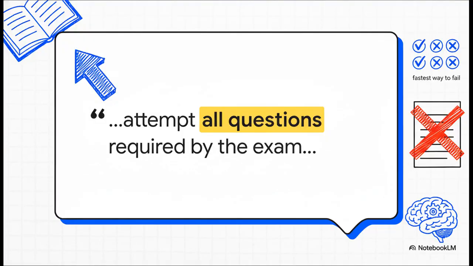Rule number 1. This is absolutely non-negotiable, and it comes straight from the official advice. You have to attempt every single required question. Leaving a question blank is pretty much the fastest way to fail. I mean, you just can't get marks for an empty page, right?